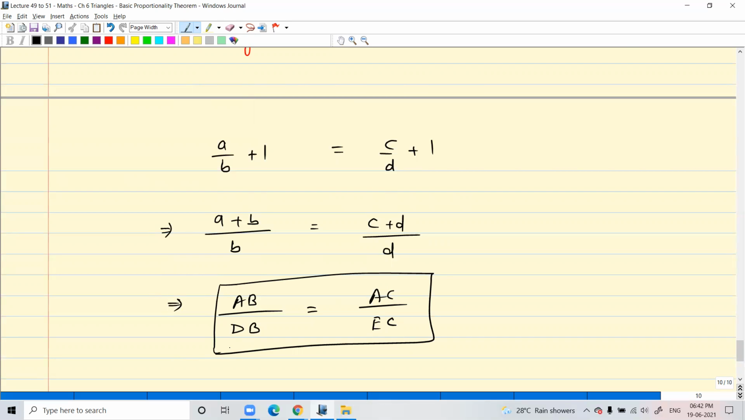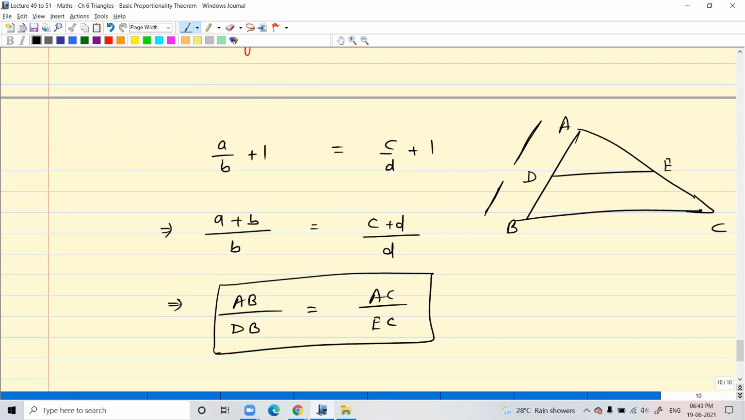Okay, so can you understand that when we already knew that AD by DB was equal to AE by EC, but using the same identity or same theorem, we can also prove that the full length AB by DB is also equal to full length AC by EC.